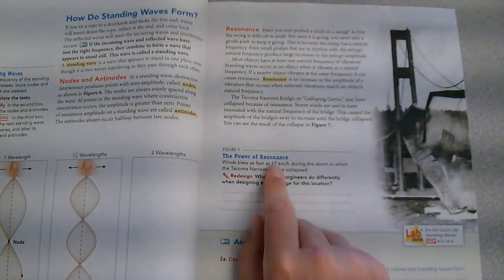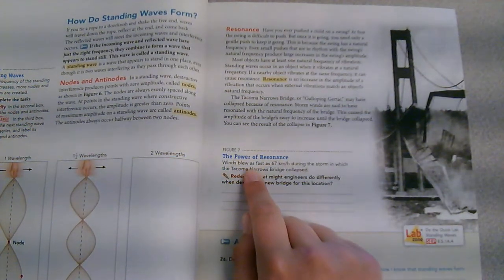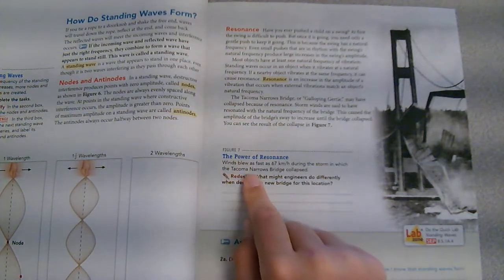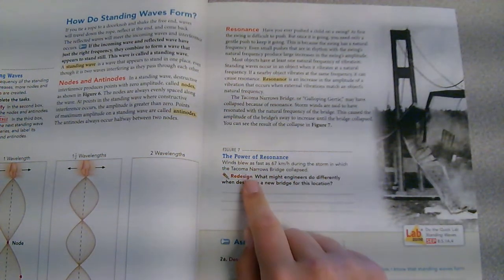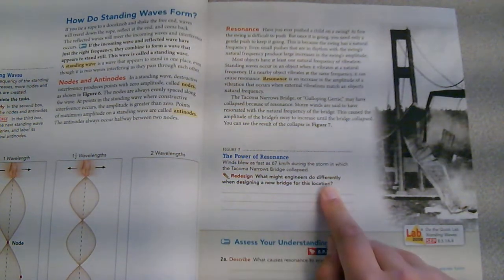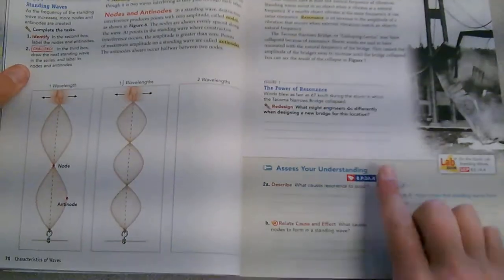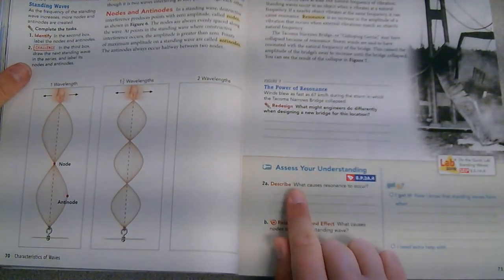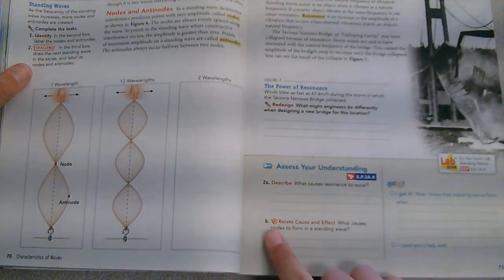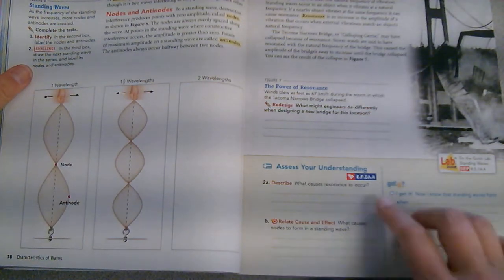All right, the power of resonance. Winds blew as fast as 67 kilometers per hour during the storm in which the Tacoma Narrows Bridge collapsed. What might engineers do differently when designing a new bridge for this location? Okay, assess your understanding. Describe what causes resonance to occur, and then what causes nodes to form in a standing wave.